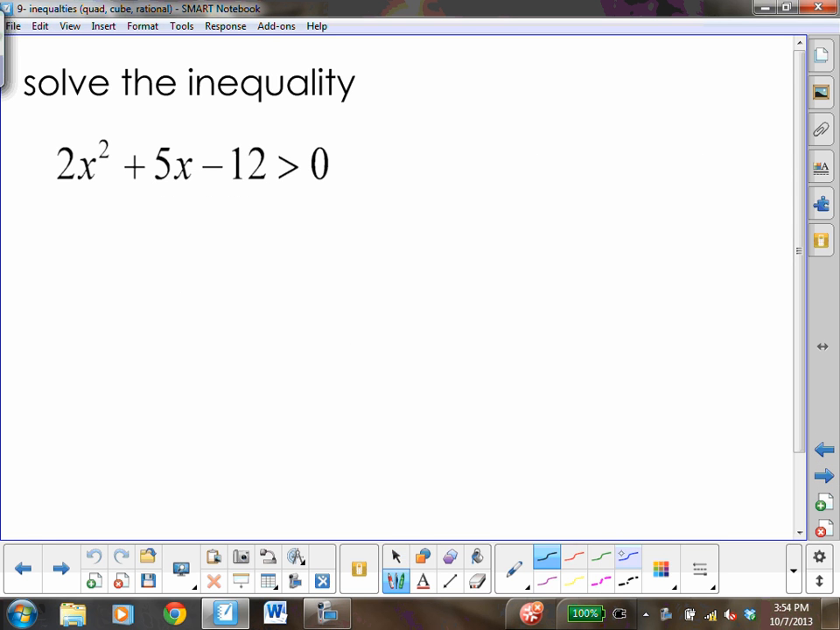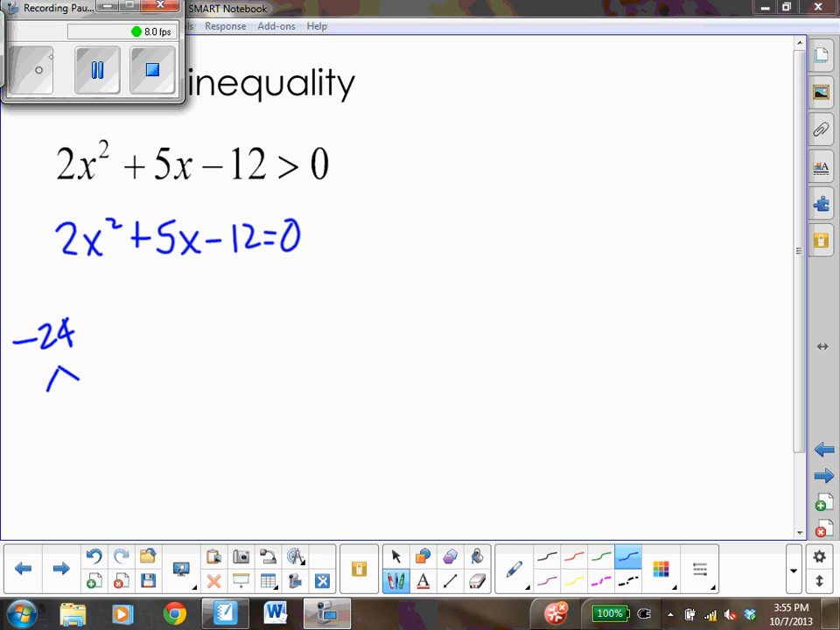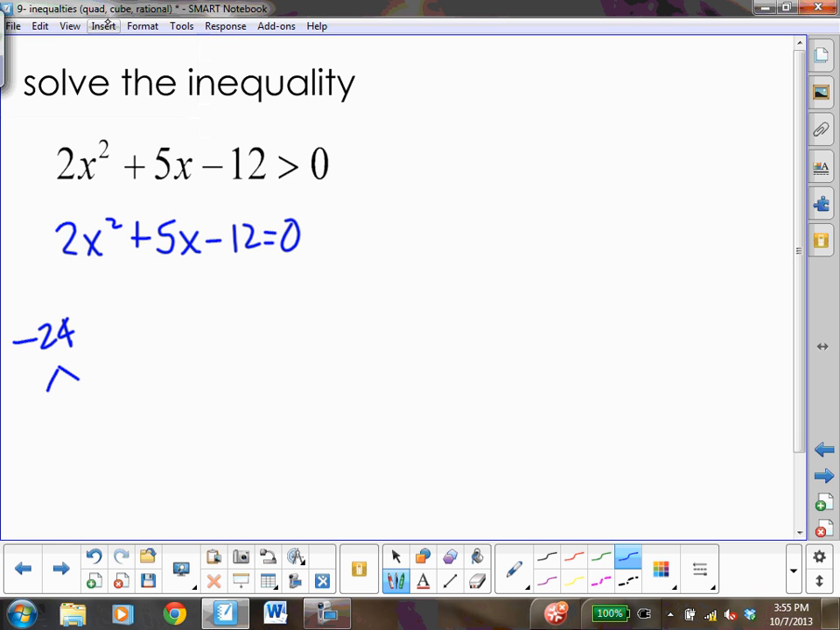So we're going to start out by solving this as if this were a normal equation. So I have 2x squared plus 5x minus 12 equals 0. We'll consider the inequality later. So I want to think about factors of 2 times 12, which would be negative 24, that when I add them up, I get 5. And those two numbers would be 8 and 3, where it appears that 3 is going to have to be the negative. So now I'll split the middle term up and factor.